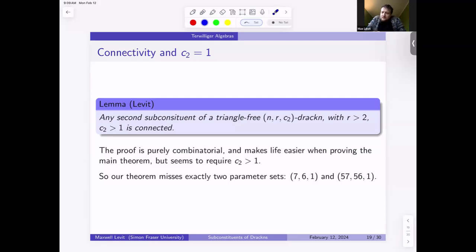At the time, that was all I needed right then, so that's what I used, and I just omitted this one case. It means we missed these 2 graphs, but due to another result of Gardner, it's exactly these parameter sets we're missing, and the only triangle-free drackns with C2 equal 1 are the ones coming from the Moore graphs. So it's just these things being missed. This graph is small enough that you can check explicitly, and I did check, and the result holds for that as well. So really, it's the only thing we don't know the spectrum of the second neighborhood of.